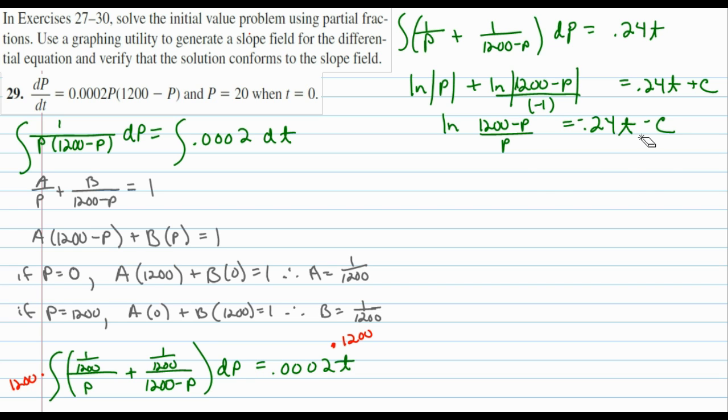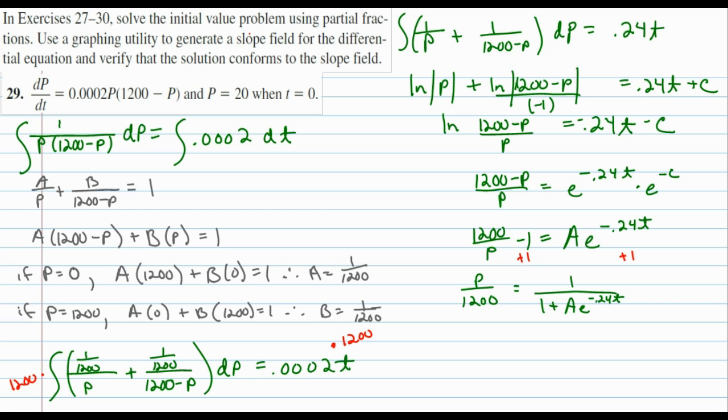I'm going to change that to exponential form. And of course, like I said before, that would be e to the negative 0.24t, technically times e to the negative c, but I separated that into multiplying by the same base. So now I can change e to the negative c to a. And I distributed the denominator to get 1200 over p minus 1. So now I can add 1 to both sides and take the reciprocal of both sides and finally get that 1200 is in fact in my numerator.